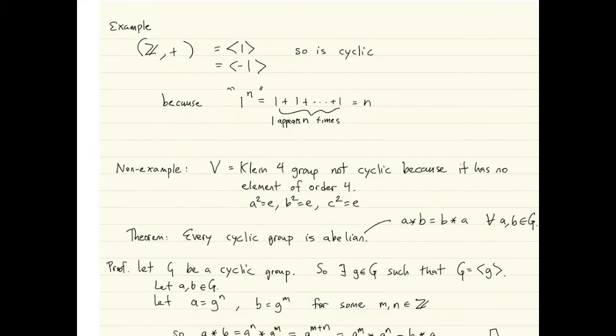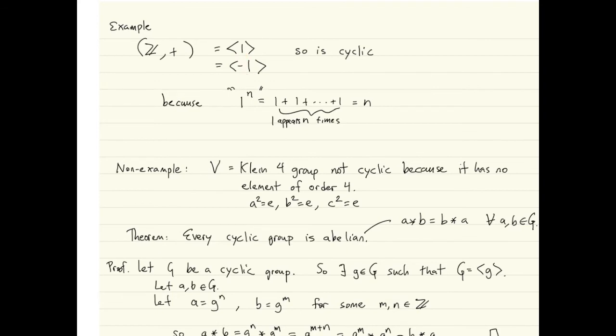Let's do an example. The group of integers with addition as the operation is cyclic because it's generated by 1. It's also generated by negative 1. These two lines are not saying 1 is equal to negative 1, but they're saying that the subgroup generated by 1 is equal to the subgroup generated by -1.